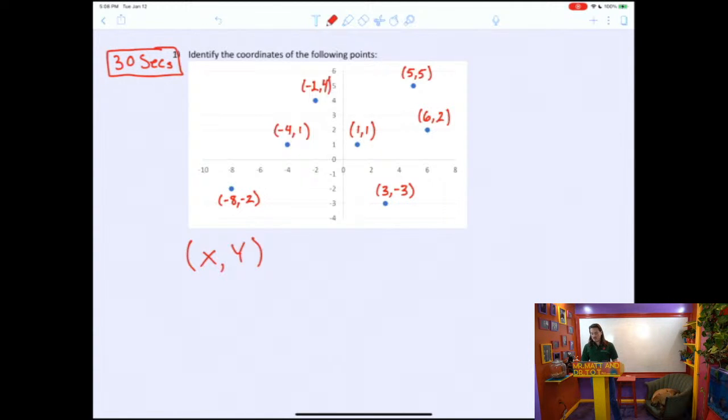Then we have (3, -3), because relative to the origin we're going right 3, down 3. Then we have (5, 5) in the upper right hand corner. We're going to go right 5, up 5 to get to that point from the origin. And then lastly we have (6, 2), because from the origin we'd have to move right 6, up 2.